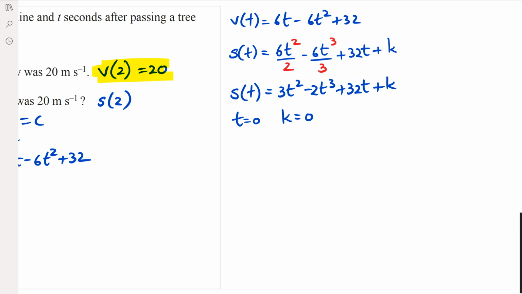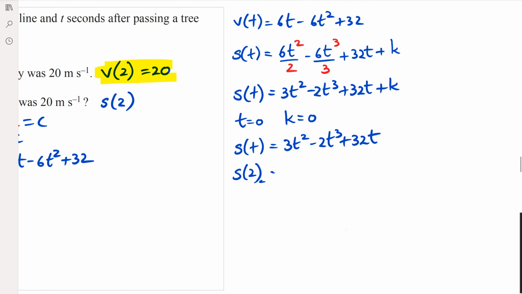Which means if I put S of 0 equals 3 times 0 squared minus 2 times 0 cubed. I don't think I need to do this, because if t is equal to 0 and k is equal to 0, then we can say S of t equals 3t squared minus 2t cubed plus 32t. Now we're looking for S of 2, because after 2 seconds, what's the distance?